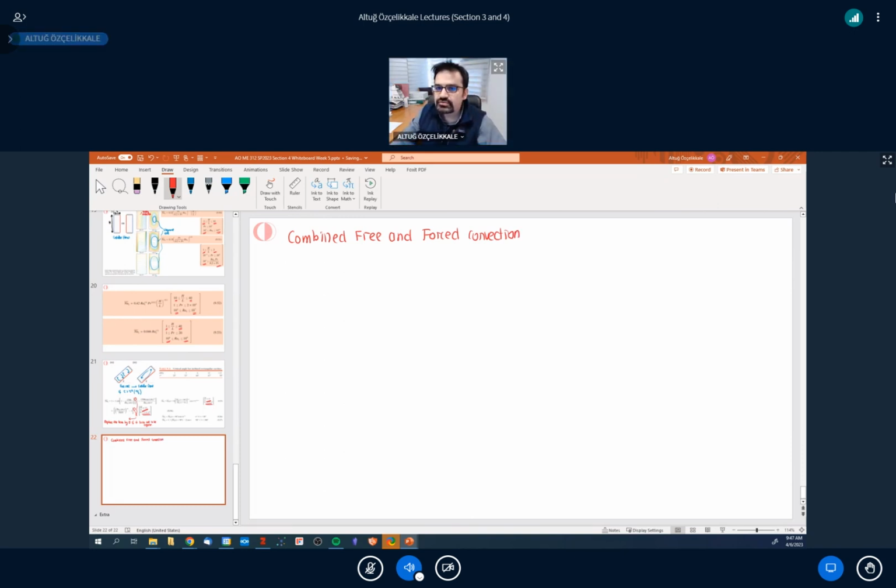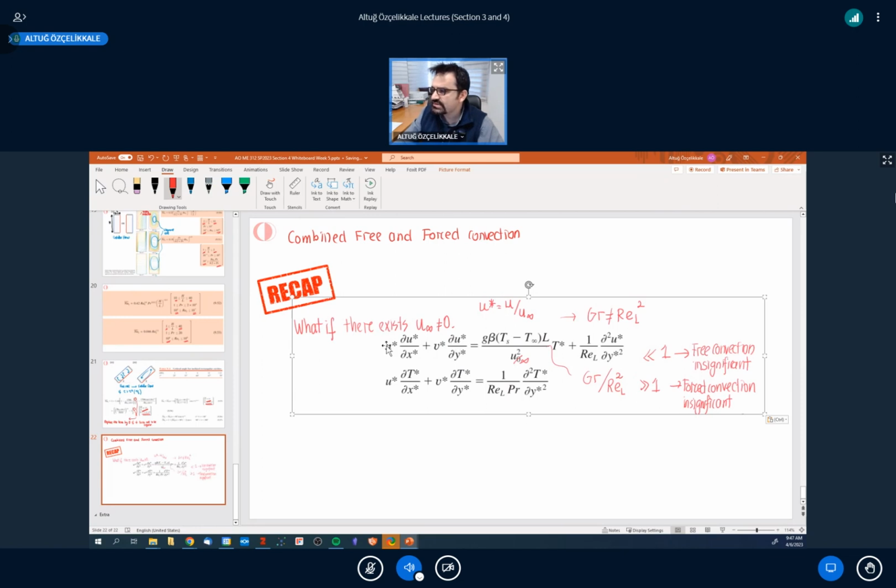So to remind, this is a recap of what we discussed earlier. In the beginning of this chapter, we looked at the boundary layer equations and considered the condition when there are both of those effects. In those cases, the ratio of Grashof number divided by the Reynolds number squared would show up. If this ratio is much smaller than 1, we would say that free convection is insignificant. And if this ratio is much greater than 1, then the forced convection is insignificant.